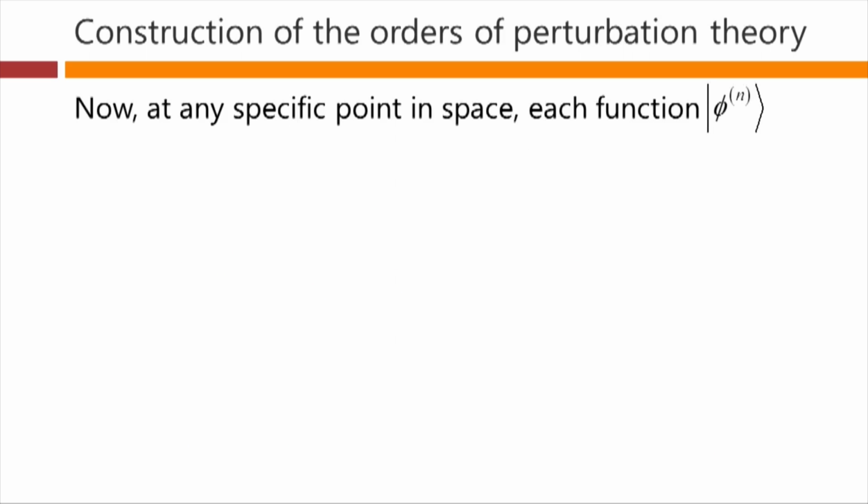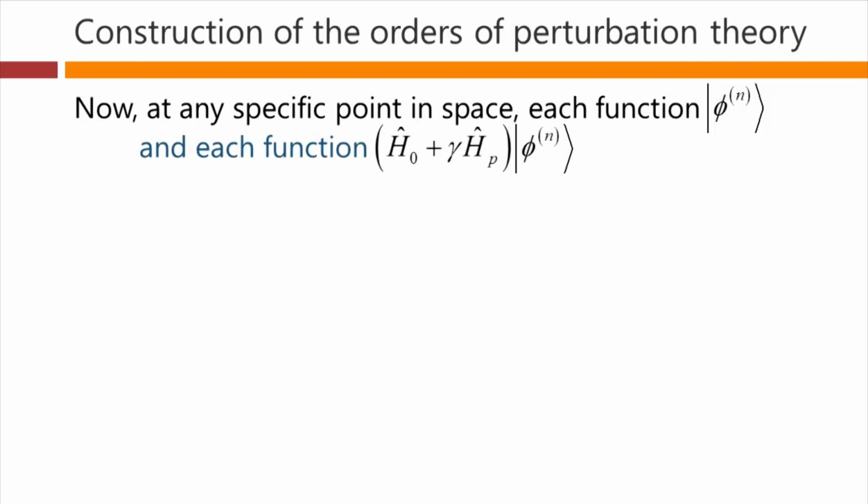Now, at any specific point in space, each of these functions, with the superscript n's in here, corresponding to what we call the orders of these functions, and each function of this form, remember that the Hamiltonian acting on some function is just a function. If you think of this as a matrix and think of this as a vector, multiplying the two of them together gives us a vector. So this also is a function. So we think that at any specific point in space, this function and also this other function here is just some number. It has a value at a particular point in space.